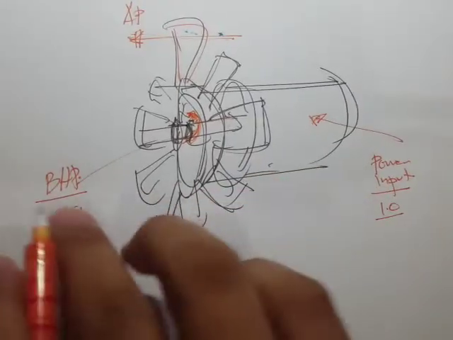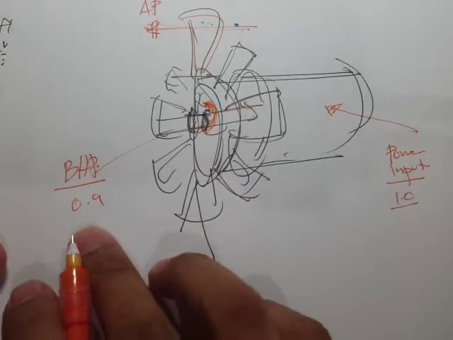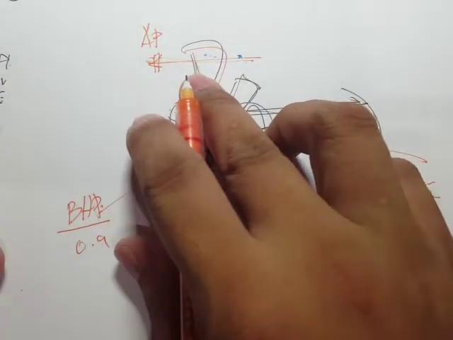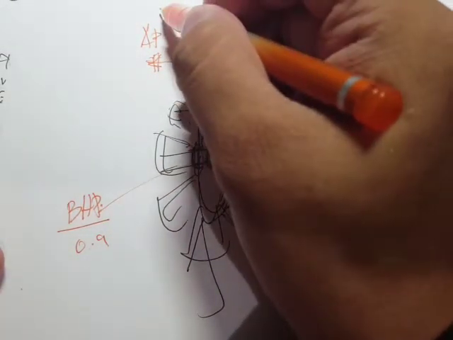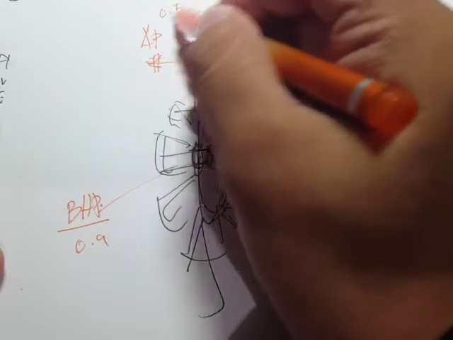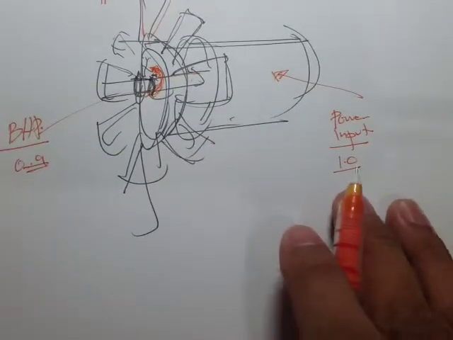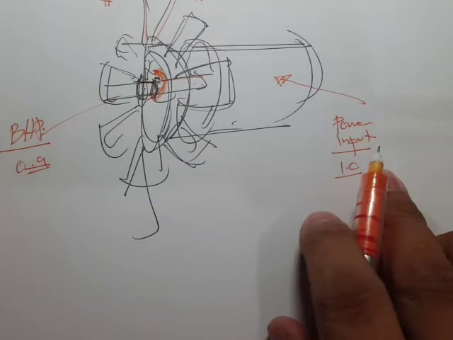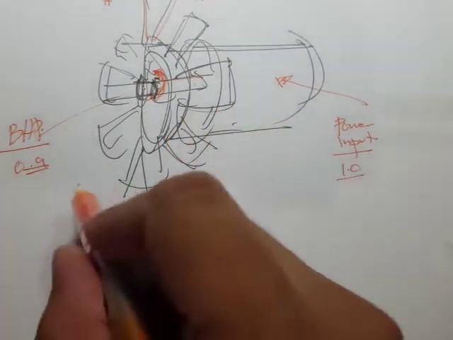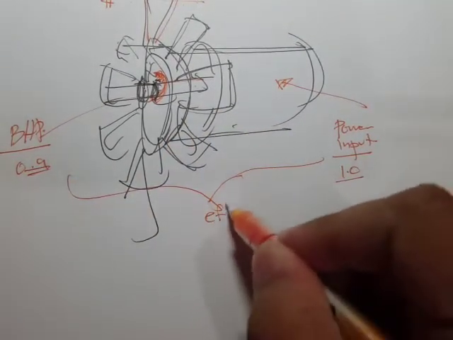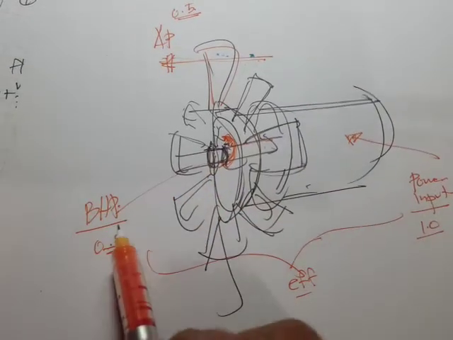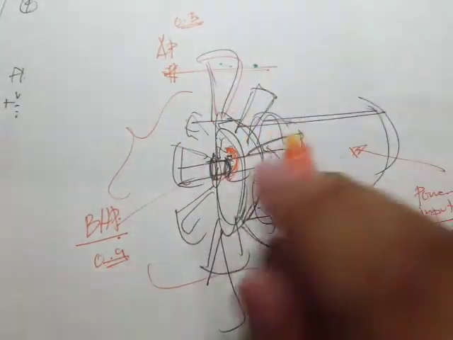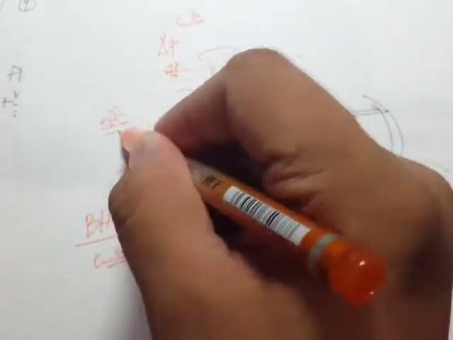So if this is 0.9, this is 1.0, then there's going to be efficiency from the brake horsepower to the air horsepower, another efficiency. So let's say this one would be around 0.5. So again, from this power input to the electric motor, required power input, there's going to be efficiency, and from the brake horsepower to the air horsepower, there's also another efficiency, right?